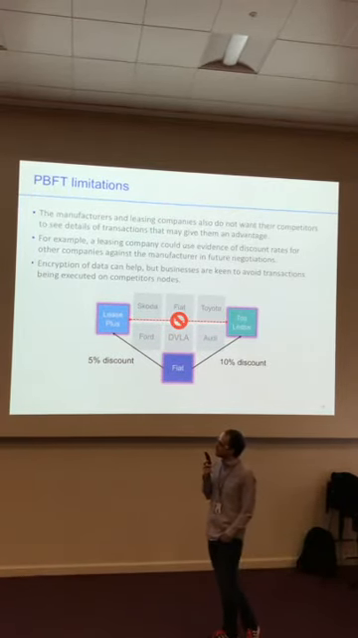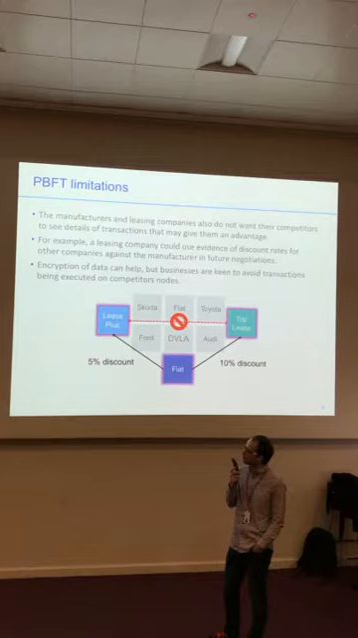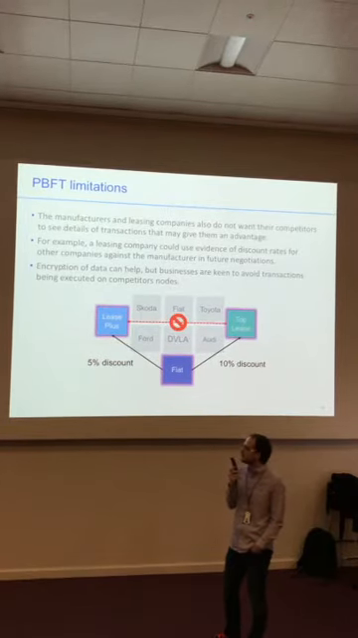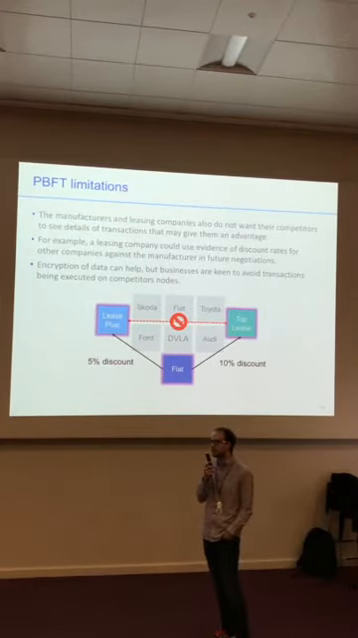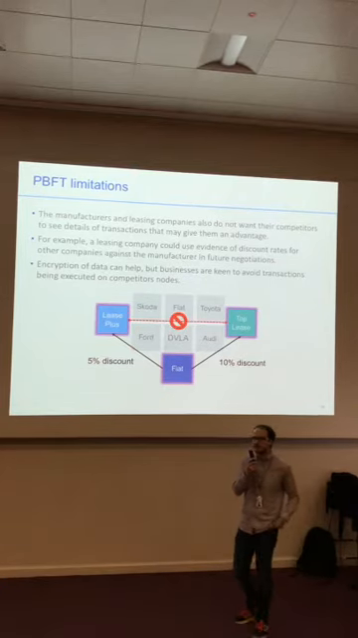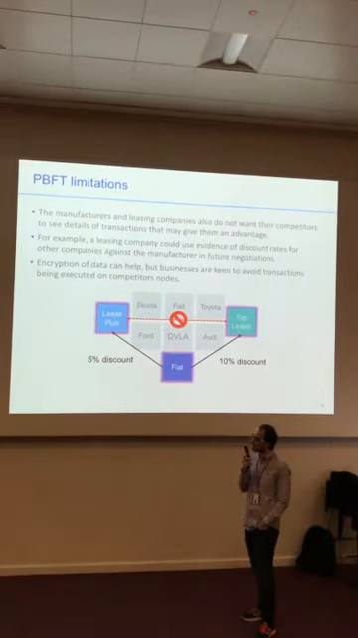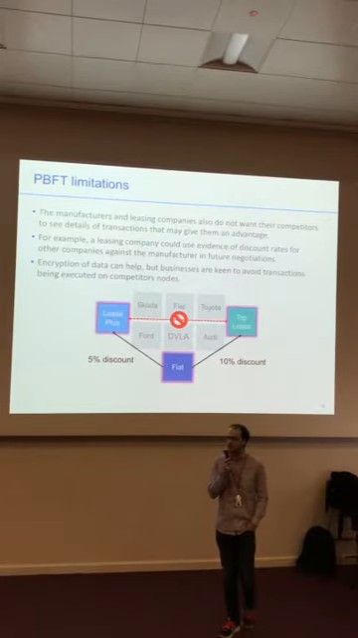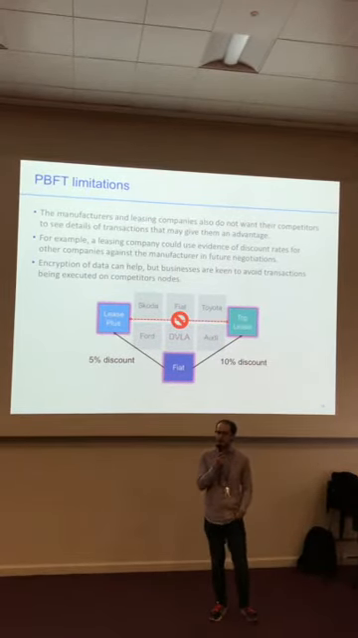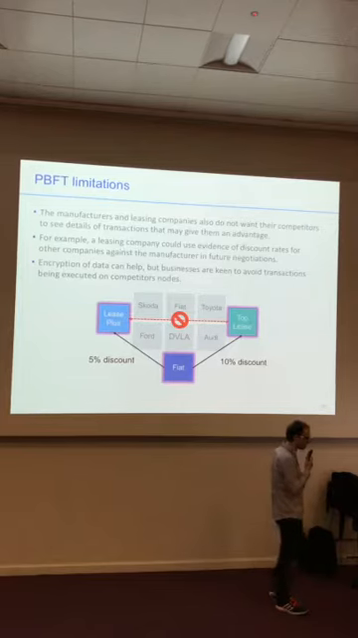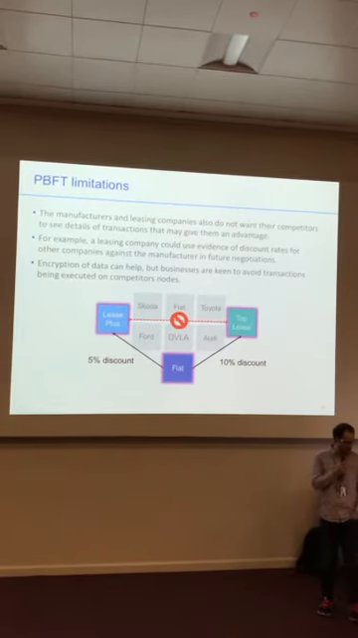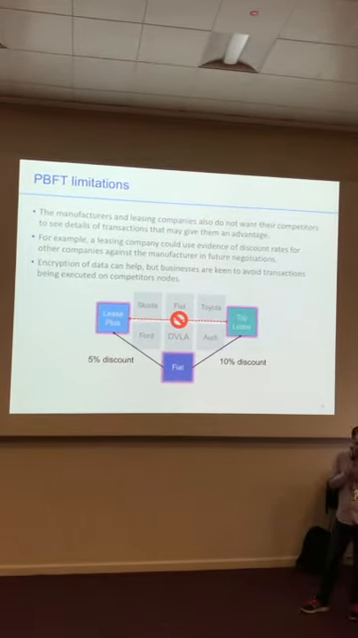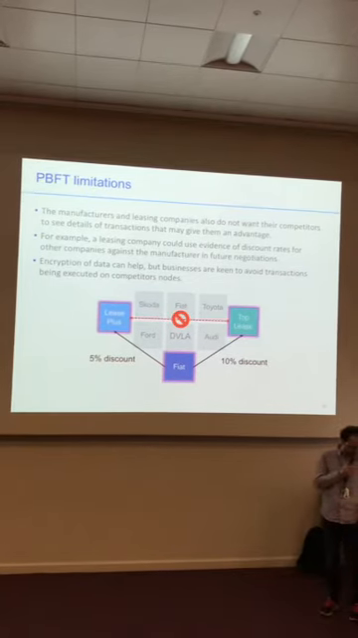So if Lease Plus can start processing transactions between Top Lease and Fiat, and they can see that Top Lease are getting 10% discount, they're going to use that against Fiat in the next round of negotiations. Now, you can encrypt the data to try and prevent against that, but since you're executing code on Lease Plus's servers, their nodes, it's quite hard. So we really want to avoid processing transactions on competitors' nodes. And again, PBFT does not currently allow that.